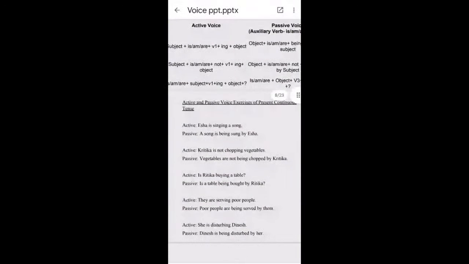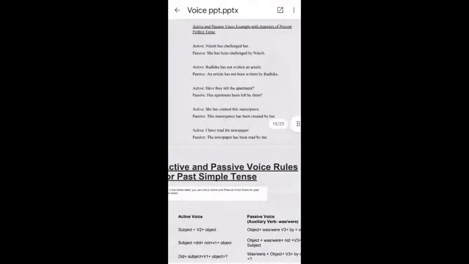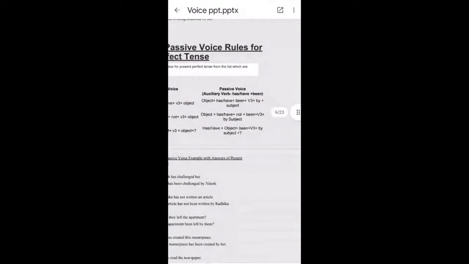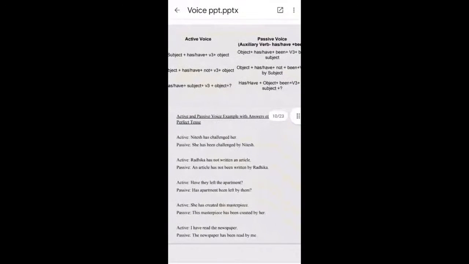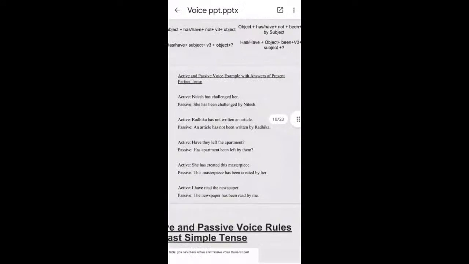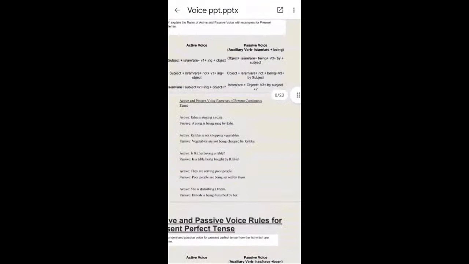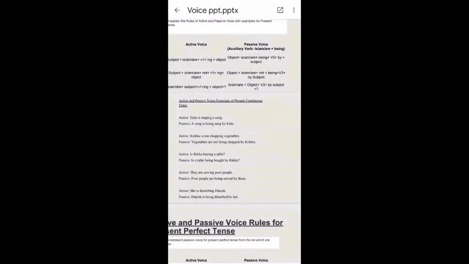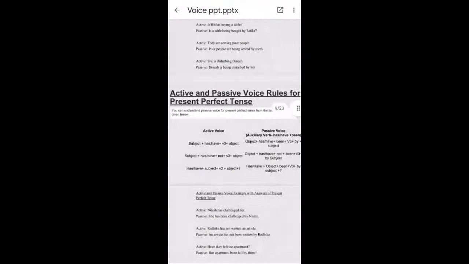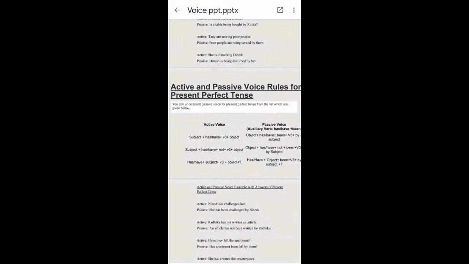You need to write V3. You need to make use of V3, right? Always. Now, you see here, just relate it to the rule. Next is present perfect tenses.